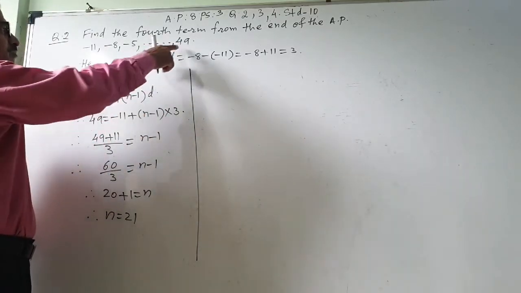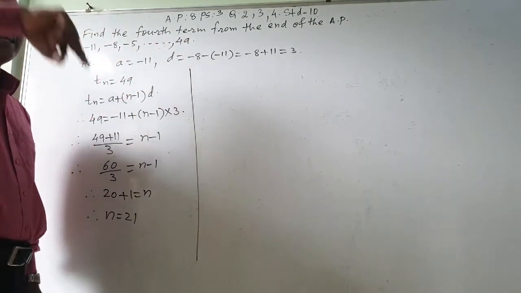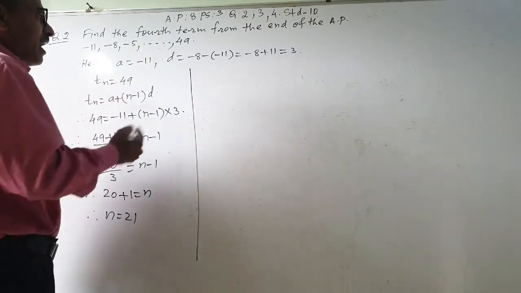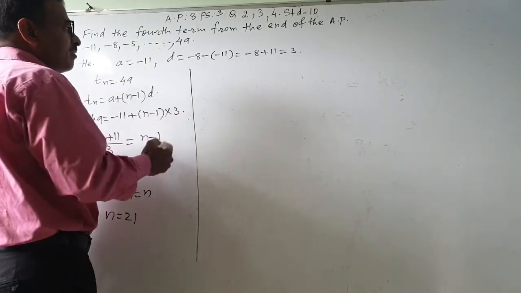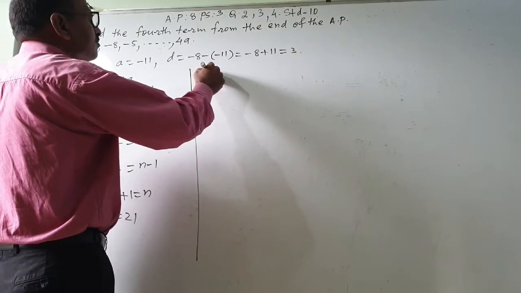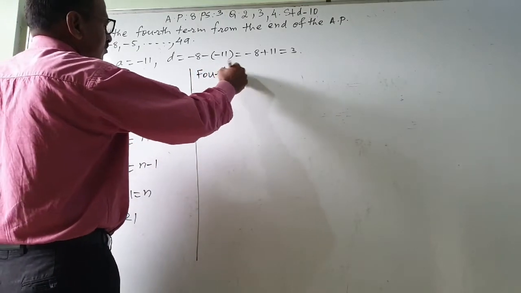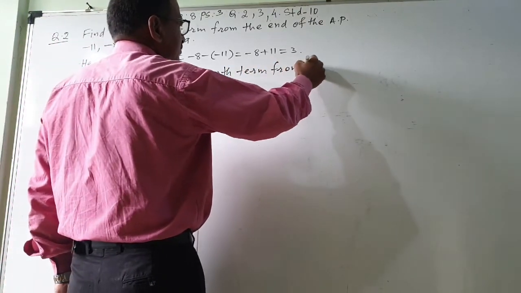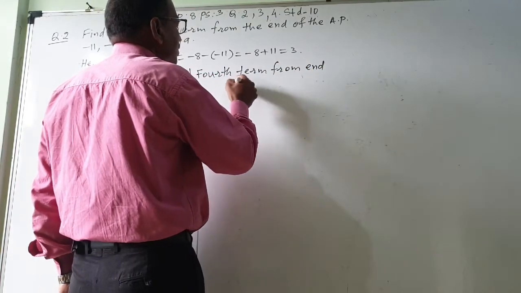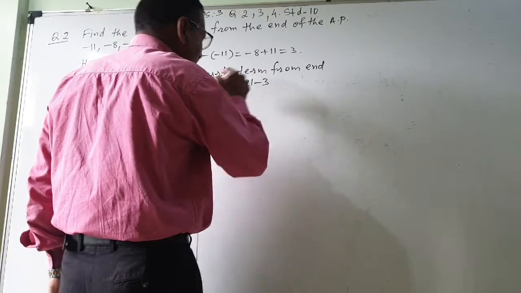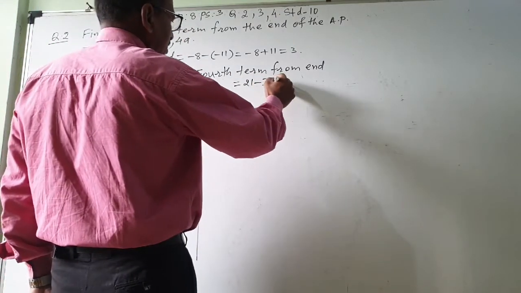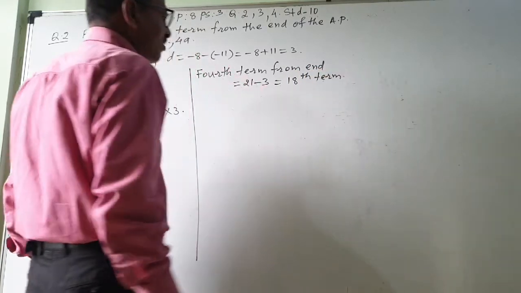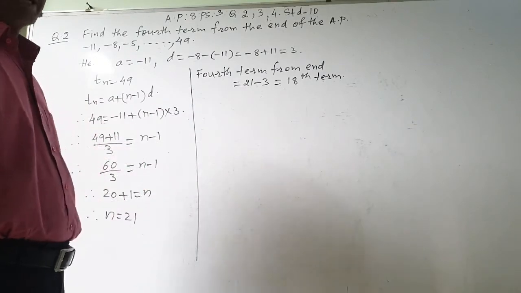Then this 49 will be at the place of the 21st term. I want the 4th term from the end, which is equal to 21 minus 3. That is equal to the 18th term. So what I want is the 18th term. That is the meaning of this.